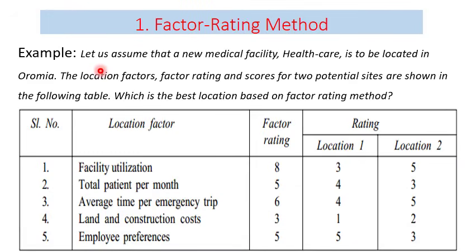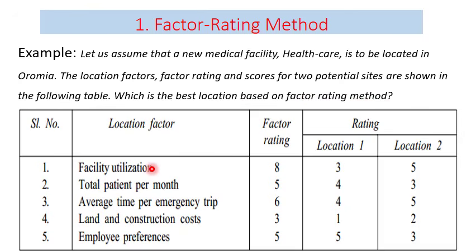Here is an example. Let us assume that a new medical healthcare facility is to be located in Oromia region. The location factor ratings and scores for 2 potential sites are shown in the following table. So, which is the best location based on the factor rating method?